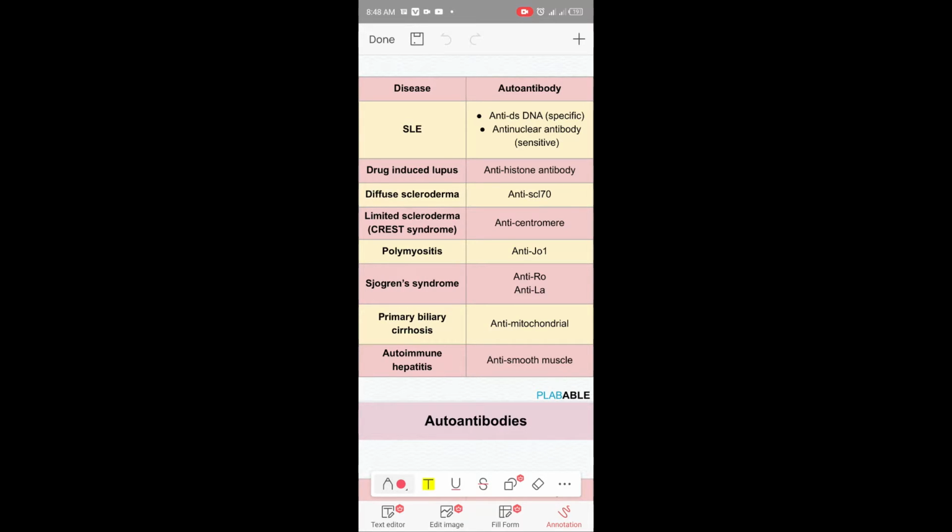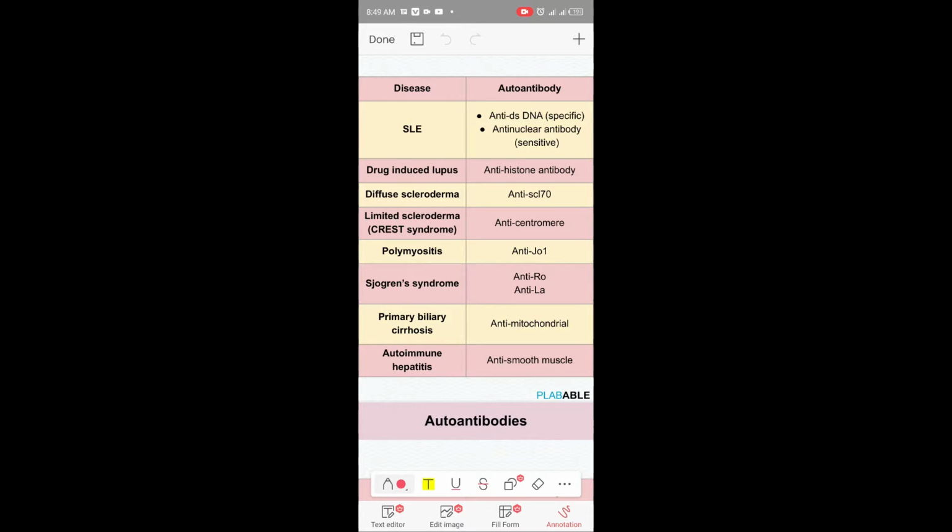The difference between SLE and drug-induced lupus is that in drug-induced lupus, the patient does not have glomerulonephritis. In SLE, there is glomerulonephritis. And which glomerulonephritis is most common? That could be one of the MCQs. That is diffuse proliferative glomerulonephritis. And what do you give? Initially the steroids and then mycophenolate.